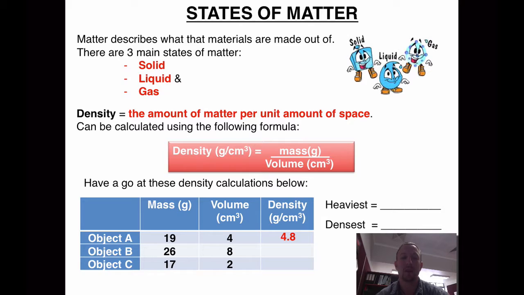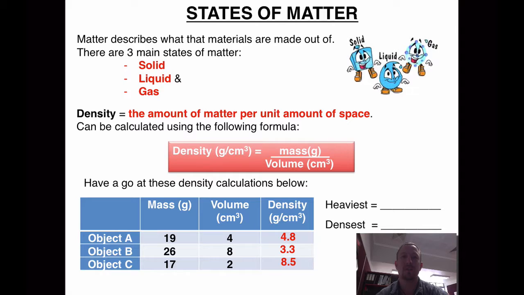Well done. Now for object B, we do exactly the same. It's got a mass of 26 grams. It's got a volume of 8 centimetre cubed. Divide 26 by 8, and we get 3.3 grams per centimetre cubed. And finally for object C, we have a mass of 17 grams, a volume of 2 centimetre cubed, so we divide 17 by 2 and we end up with 8.5 grams per centimetre cubed. How did you do? Did you get all three right? Congratulations. Now we need to interpret what we've got here.